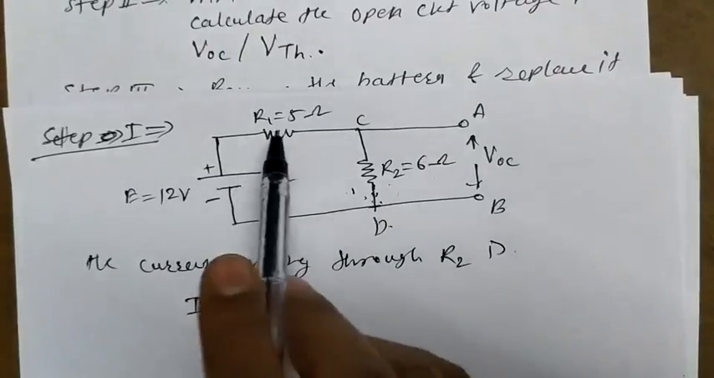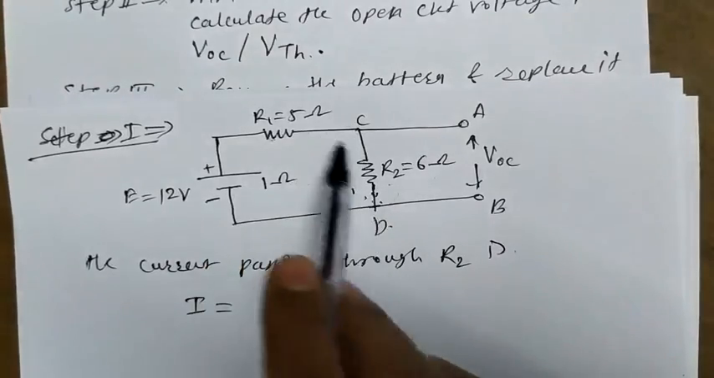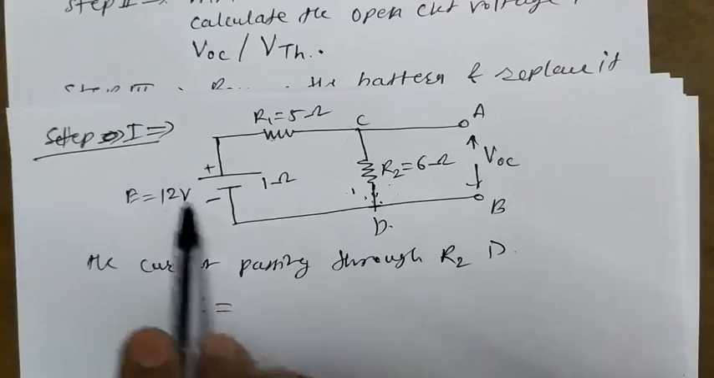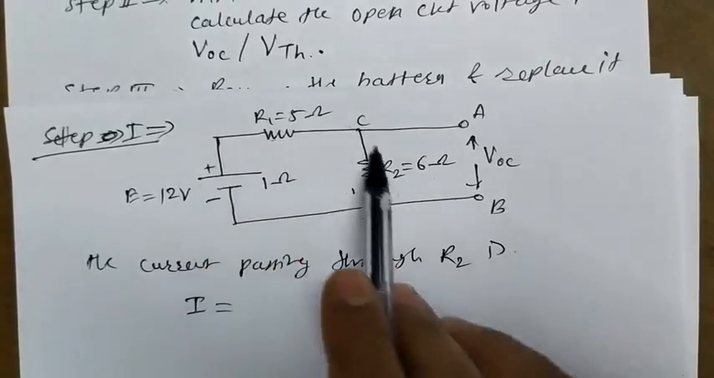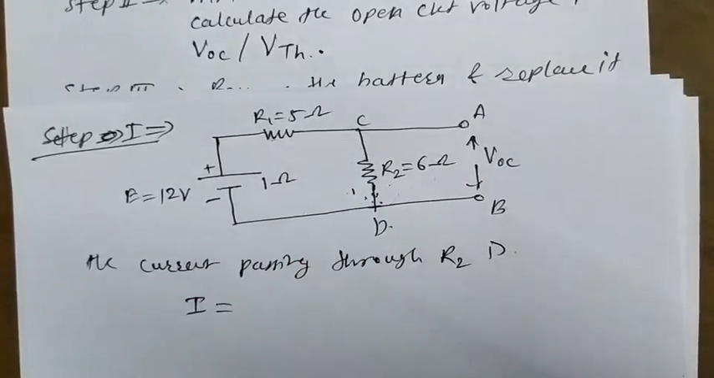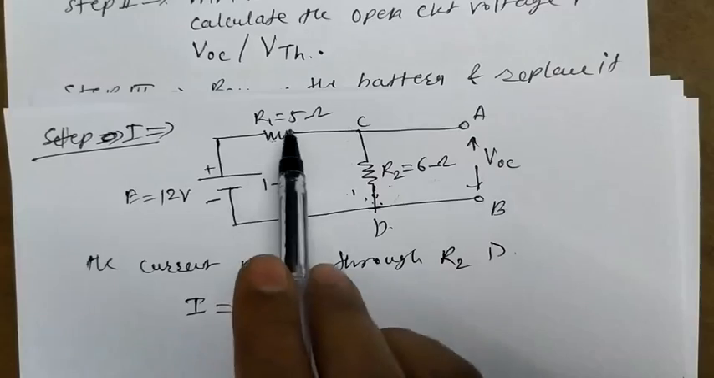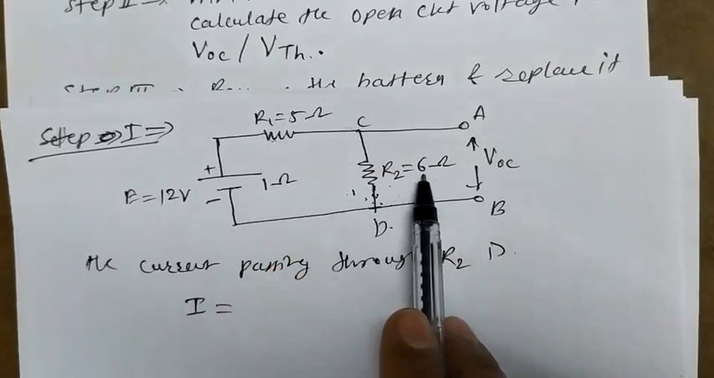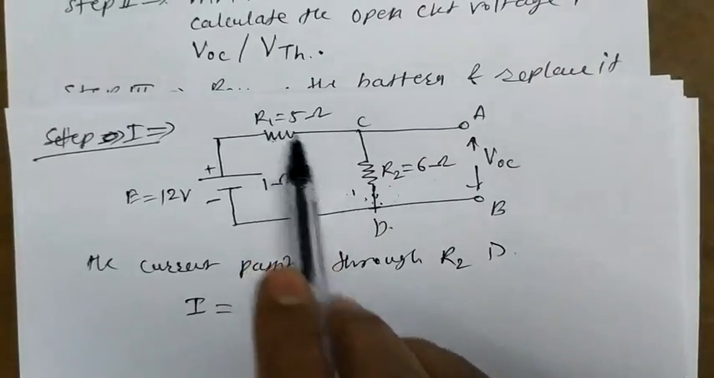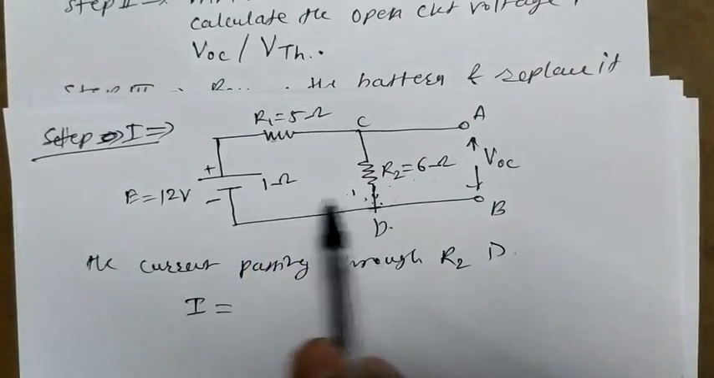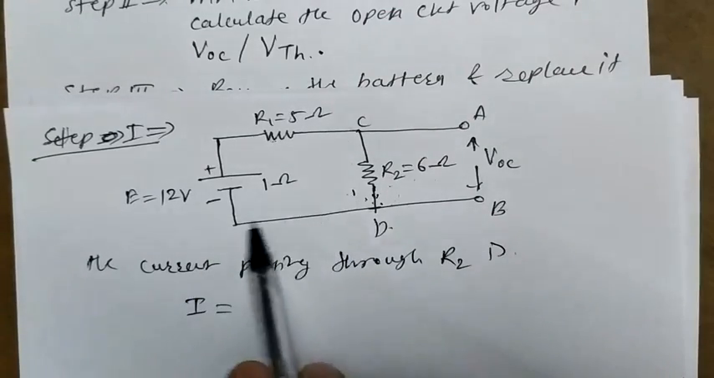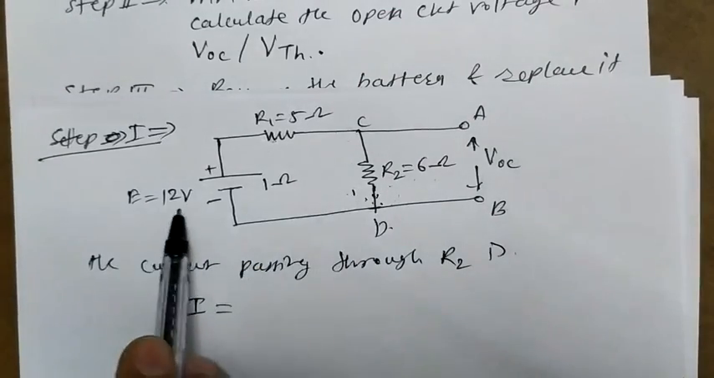Now in this circuit R1 and R2 are in series with each other. Also the battery has its internal resistance. All three resistances are in series. Therefore the equivalent resistance will be just the addition of all these resistances, that is 1 ohm plus 5 ohm plus 6 ohm. That is 1 plus 5 is 6, plus 6 is equal to 12. That is 12 ohm is the total equivalent resistance, and voltage is 12 volt.